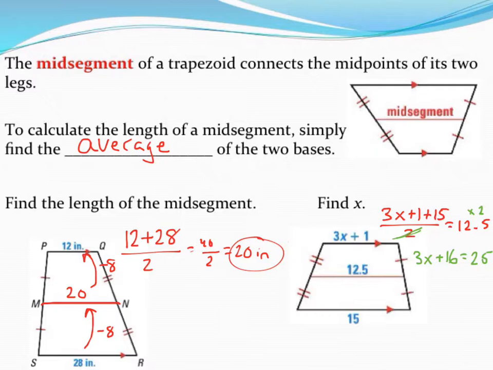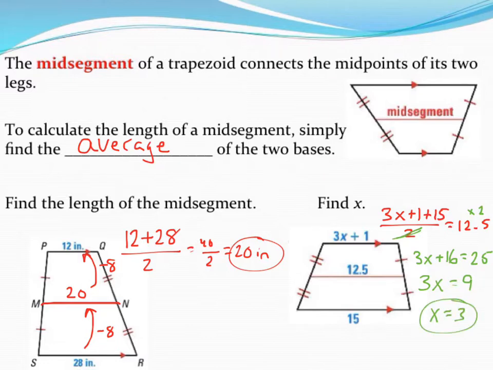So what's in green is much easier to solve than what was in red. Again, that was my trick: just double the other side to get rid of that divide by 2, and then from there, let's just do some algebra. So subtract 16 from both sides. So 3x is equal to 9, and if I divide by 3, I come up with x equals 3.